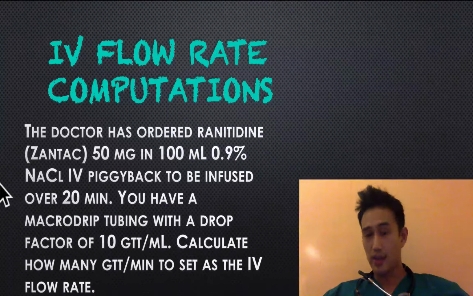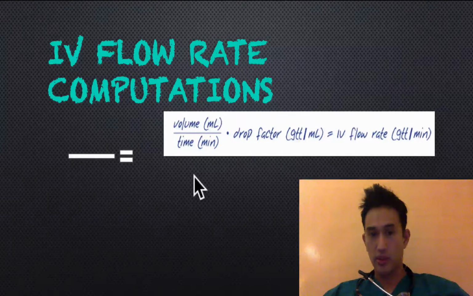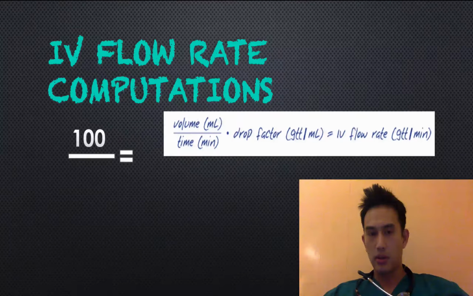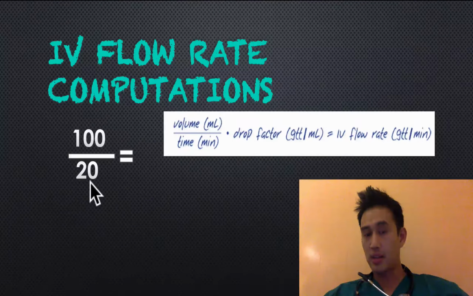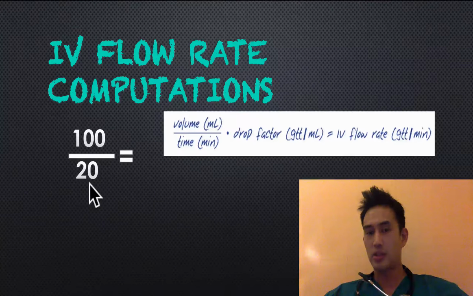So this question actually had two distractors if you caught the 50 milligrams and the 0.9 NaCl. This we don't need. We need the volume, we need the time, and we need the drop factor right here. So these three numbers, 100, 20, and 10. So again, this is the formula and this is how we're going to set it up. We're going to put our volume over our time. Now, the difference between this question and last question is that we were given the time here in minutes already, so we didn't have to compute it because last question, if you remember, we had to multiply that 8 hours times 60. But since we already had this in minutes, you can just put it as is.